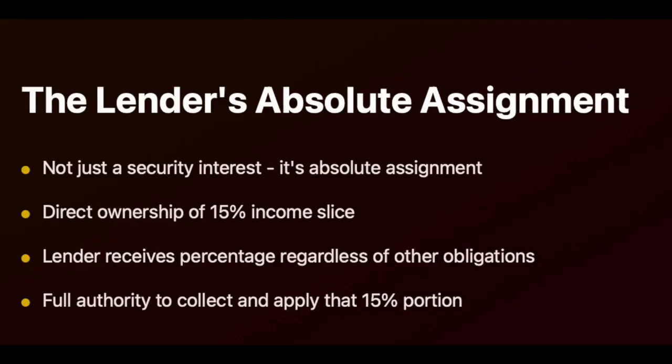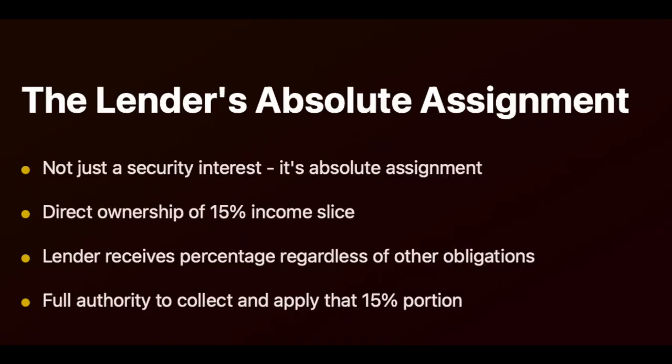It's almost like the lender becomes a very interested, silent partner in just that slice of your income. So if we connect that to the bigger picture, this absolute assignment means the assignee, the lender, gains full authority to collect and apply that specific 15% portion of the income.